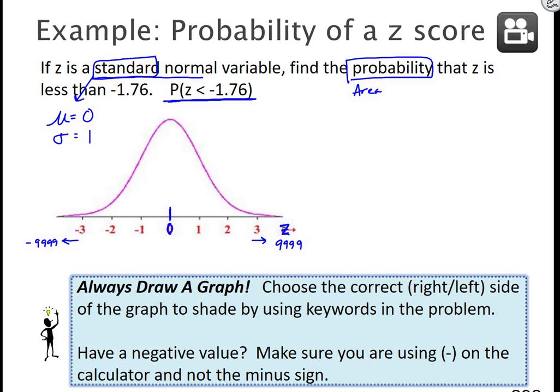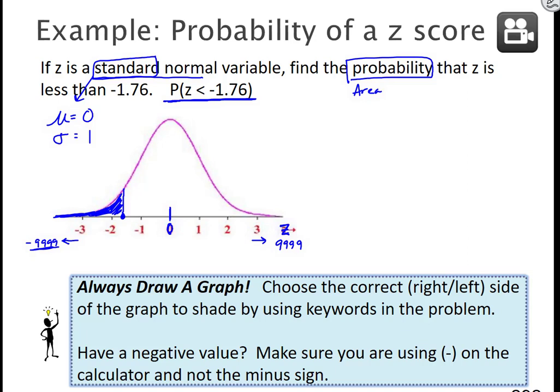It'll depend on which way we're shading and which way we're looking. In this problem, it says negative 1.76 is the value. So we're going to estimate that between negative 1 and negative 2, put a dot, and then draw up to where it hits the curve. And less than, of course, means to the left. So we're going to shade underneath the normal curve to the left. And it doesn't just go to the negative 3. It goes past it, past it, past it. Where does it stop? At negative 9999.